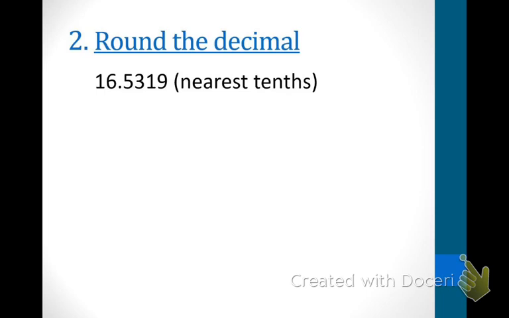If I'm rounding this decimal to the nearest tenth, which one is my tenths place? The 5. So the 5 asks his neighbor to the right of him, what does he ask him? He asks him if he's 5 or bigger. What does the 3 say? No. So what happens to 16.5, guys? Does it get bigger or stay the same? It stays the same. If that number is not bigger than 5, then it stays exactly the same.